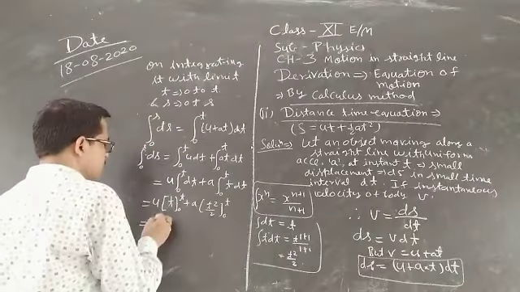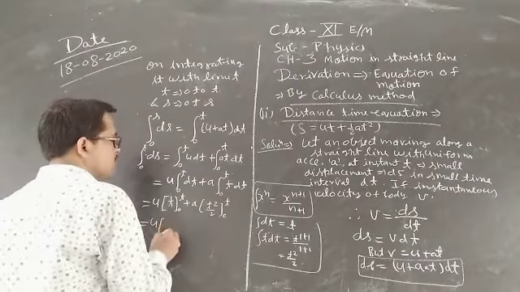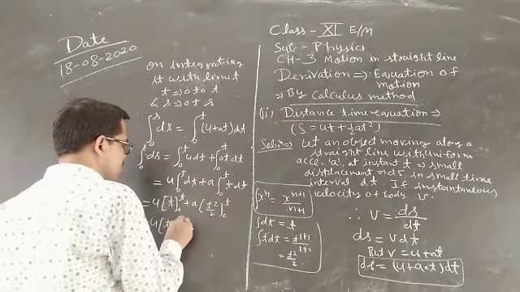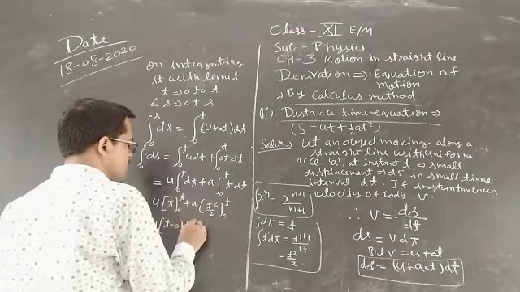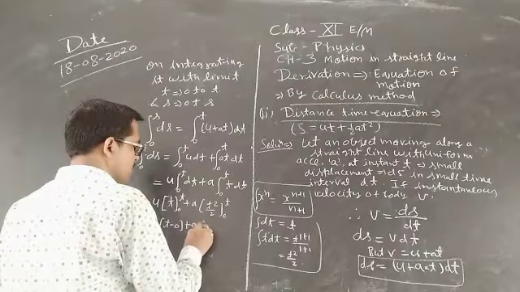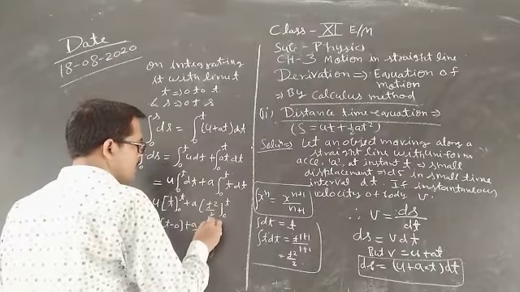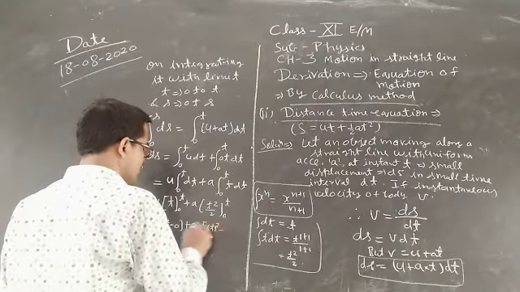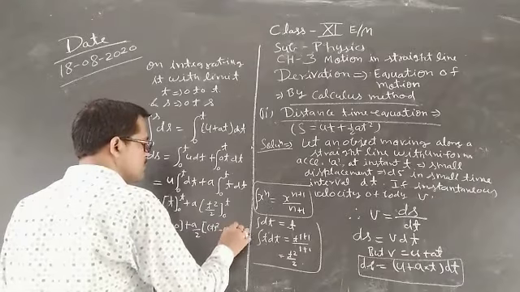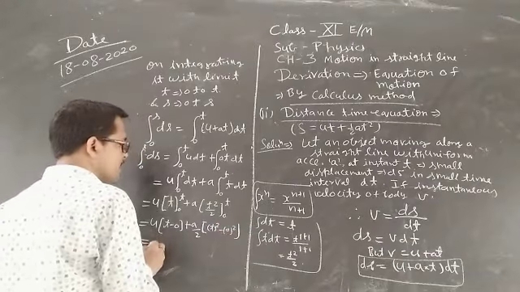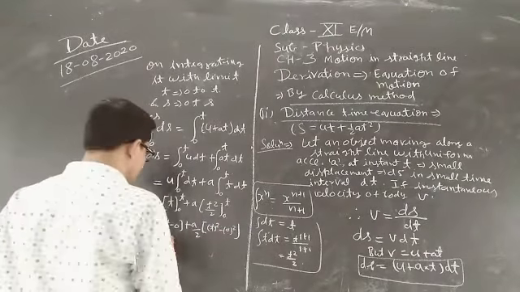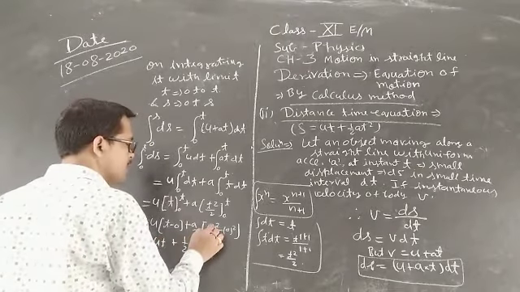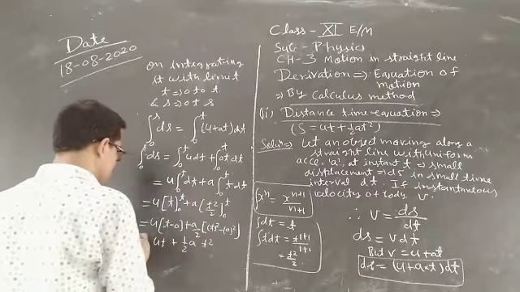Then you will get here u. You will put the final value minus the initial value: u, t minus 0, here plus a, and 1 by 2 out of the bracket, then t whole square minus 0 square. Then you will get ut plus 1 by 2 a and here t square.